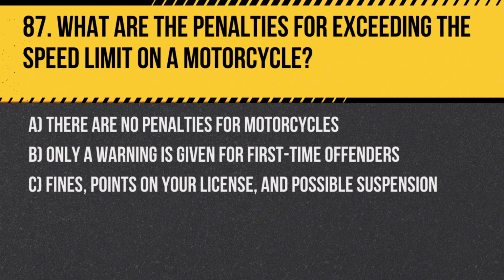A. There are no penalties for motorcycles. B. Only a warning is given for first-time offenders. C. Fines, points on your license, and possible suspension. Answer: C. Fines, points on your license, and possible suspension. Exceeding the speed limit can lead to serious penalties that emphasize the importance of adhering to posted speeds.